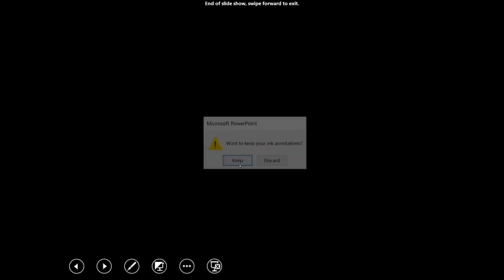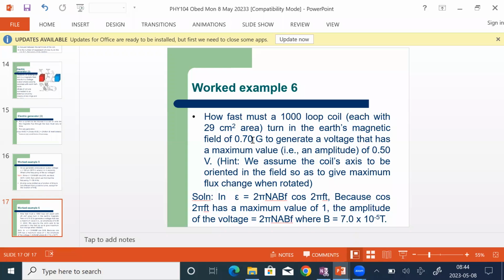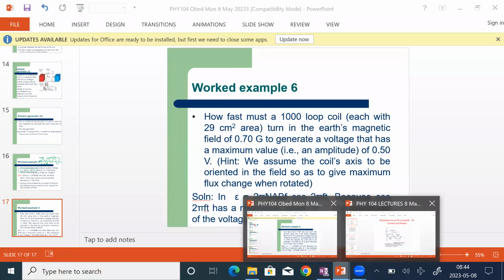Let's move forward. Oh, so I think we can say we are through with this. Let's move to another slide.